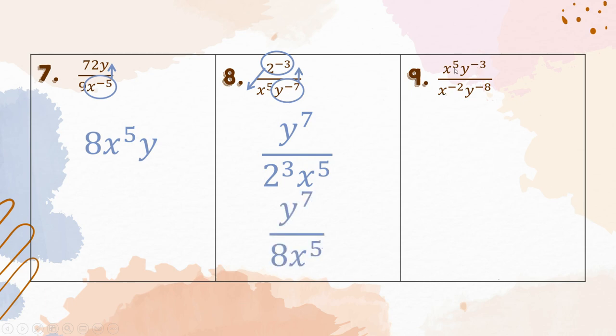And lastly, we've got some like bases here that we're dividing by. X to the 5th divided by x to the negative 2. Remember, the rule is keep the base and subtract the exponents. So it'd be x to the 5 minus negative 2. And then same with y's, dividing powers with the same base, keep the base, subtract the exponents. 5 minus negative 2 gives us 7, and negative 3 minus negative 8 gives us 5.